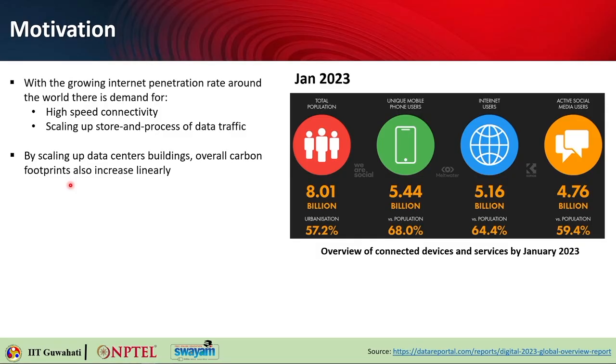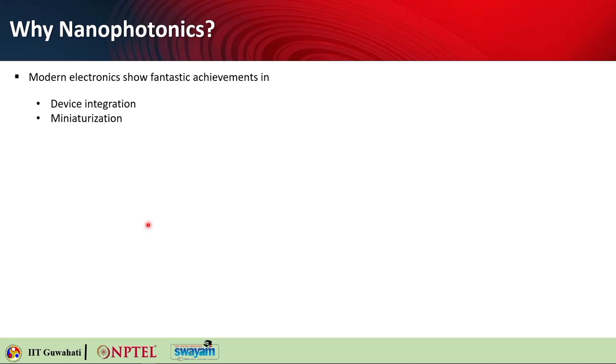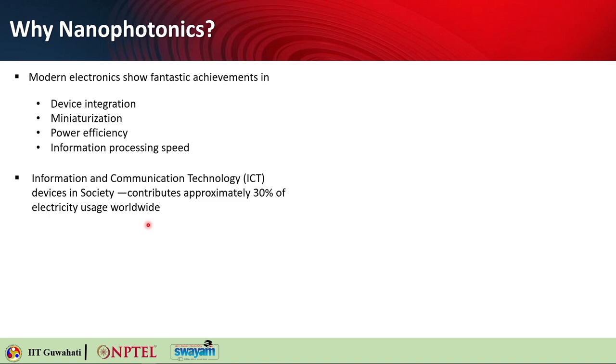So scaling up the data centers to handle this much incoming data traffic is one solution, but that will also take the overall carbon footprint very, very high, because almost linearly the carbon footprint will also increase. So the need of the hour is to develop miniaturized and energy efficient systems for modern communication technologies. We'll first look into that: is modern electronics capable of handling this? So modern electronics have done fantastically well so far. They have achieved a lot in terms of device integration, miniaturization, power efficiency, and information processing speed. No complaints. They have done tremendously well.